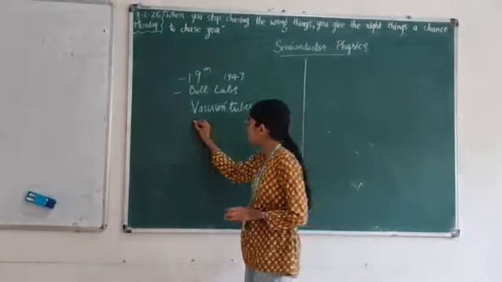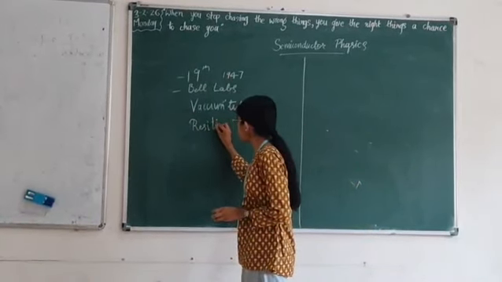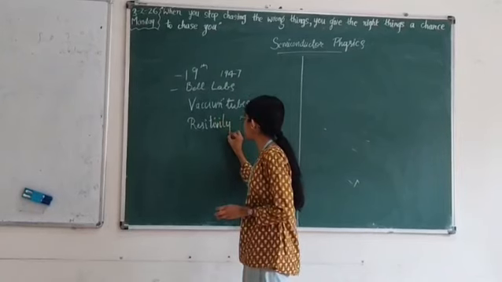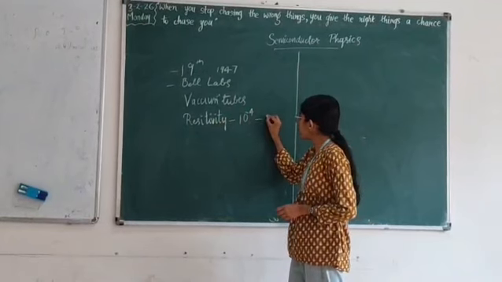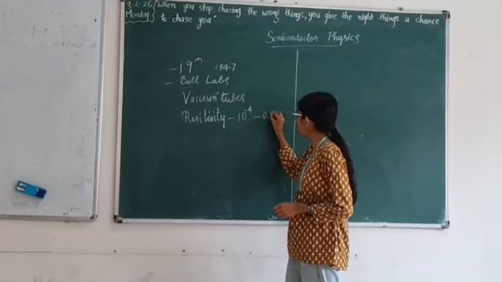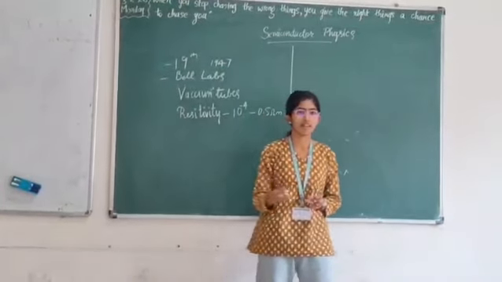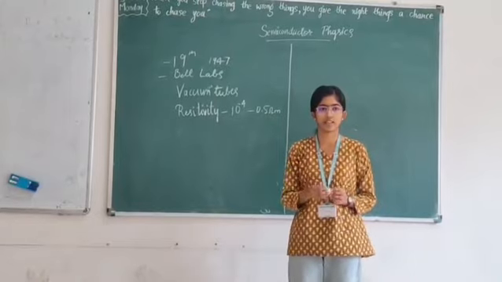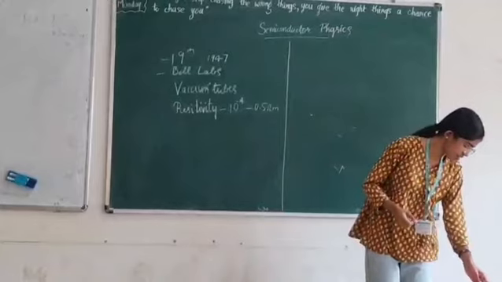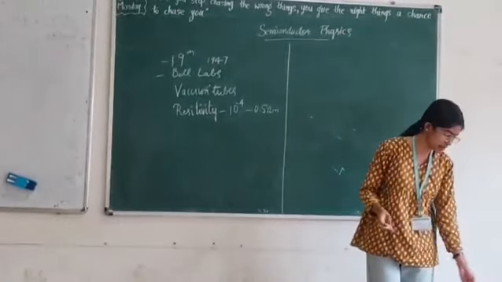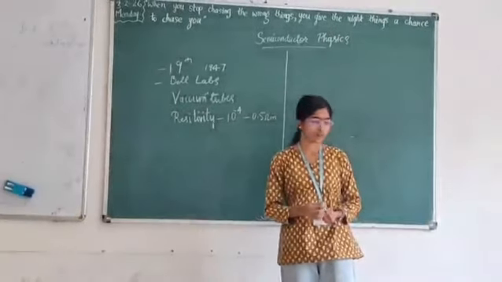The resistivity range of the semiconductor lies in between conductors and insulators. That is 10 raised to -4 to 0.5 ohm meter. So, just note some things, I'll be asking a few questions at the end. You could just note the resistivity of the semiconductor lies in between 10 raised to -4 to 0.5 ohm meter.